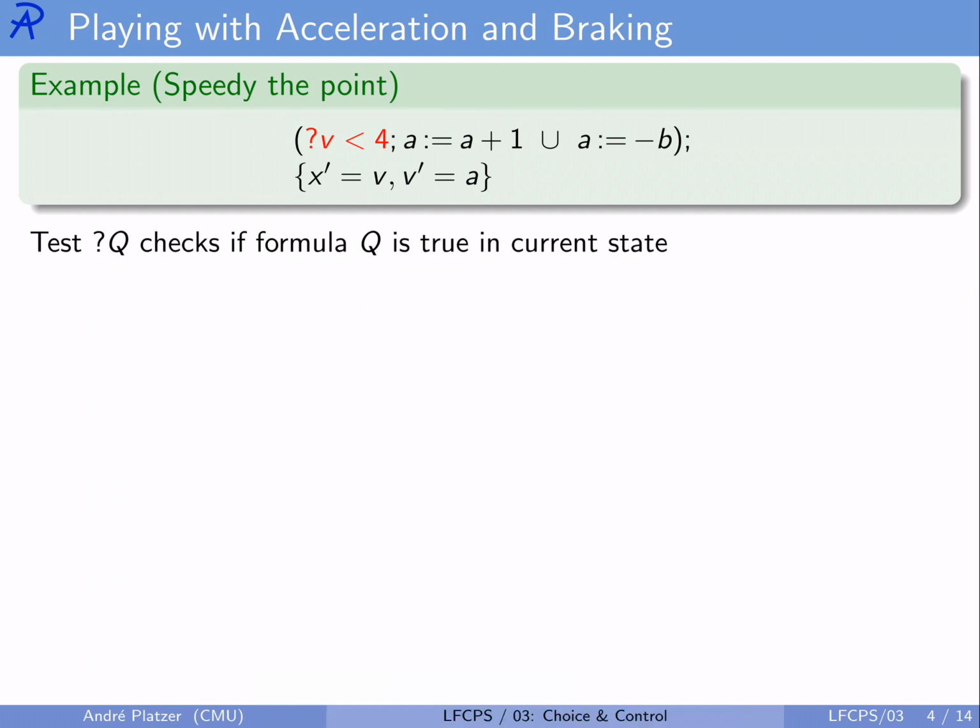Well, okay, that's nice. What's supposed to happen if v is not less than 4 and we try to run it regardless because the non-deterministic choice happens to have decided to run the left-hand side?